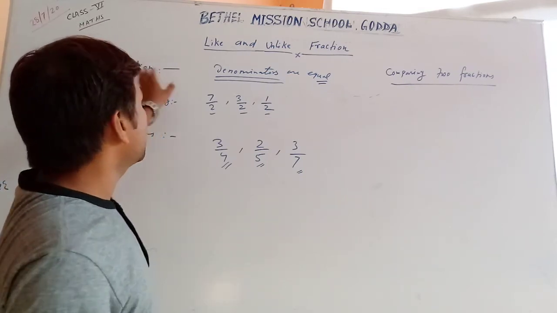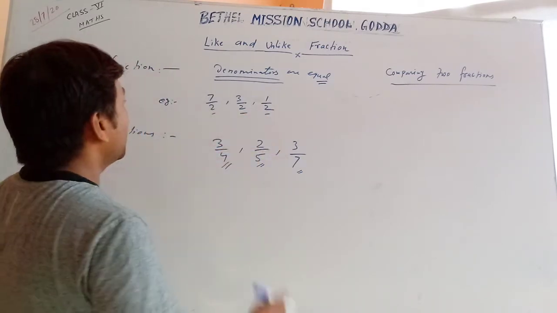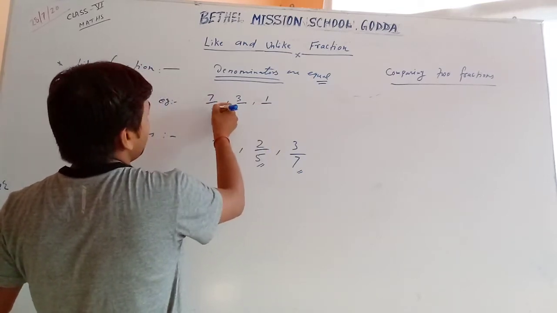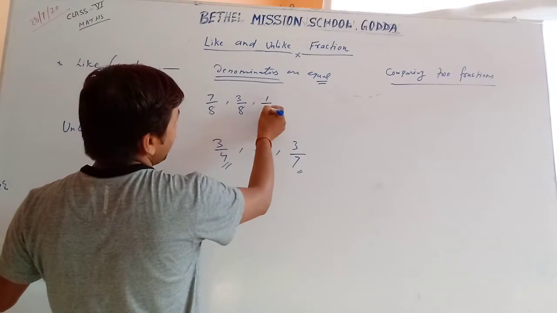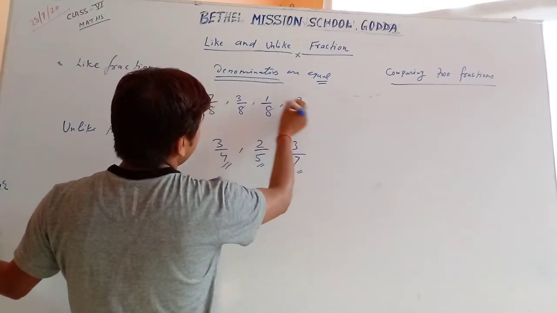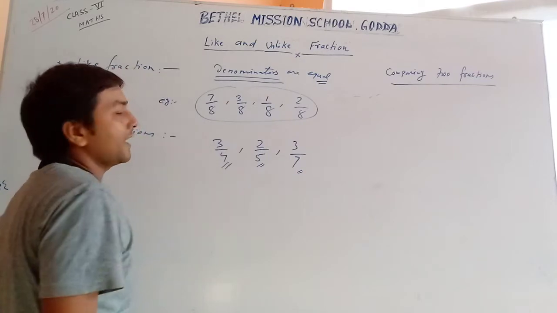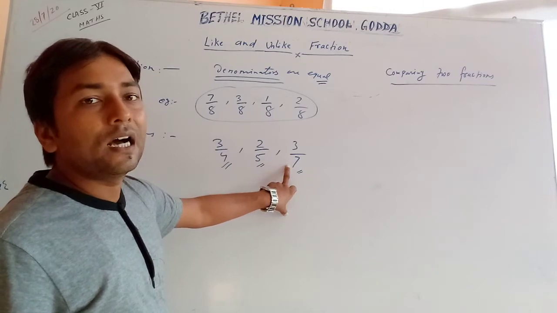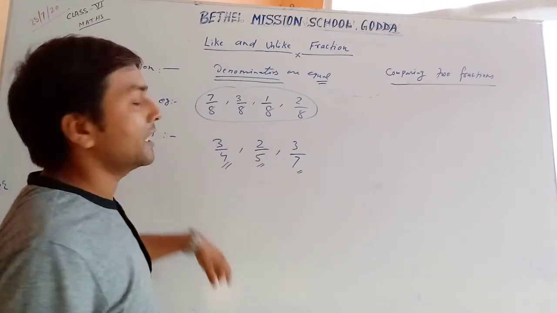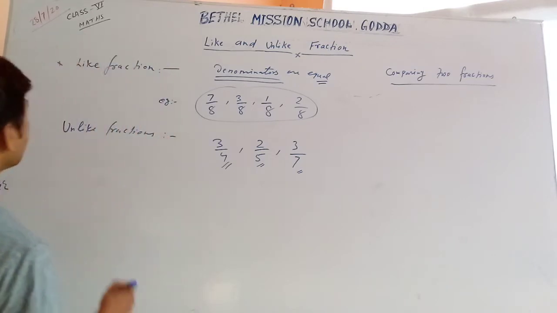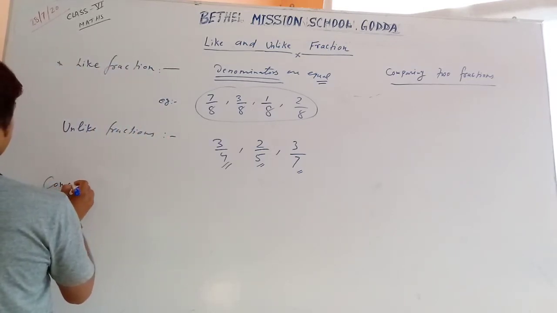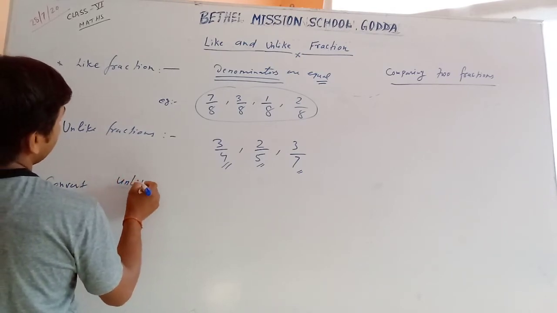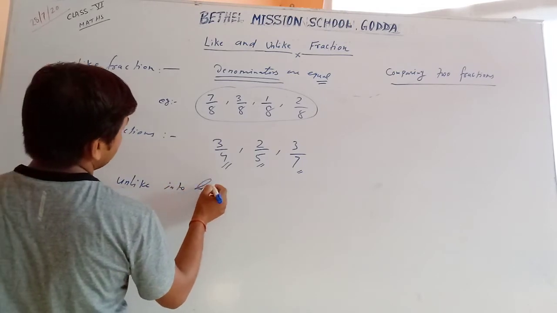In like fractions, the denominators are equal. For example, if the denominator is 8, the other is also 8, or 2 upon 8. These are like fractions. Where the denominators are unequal, this is called an unlike fraction. So now, convert unlike into like fractions.